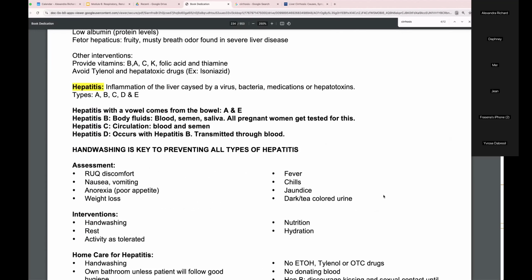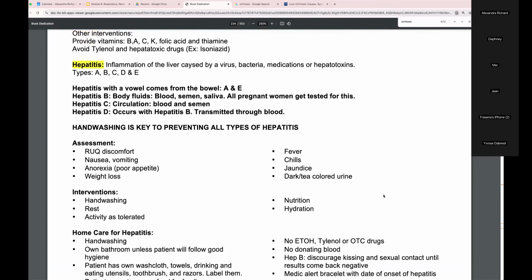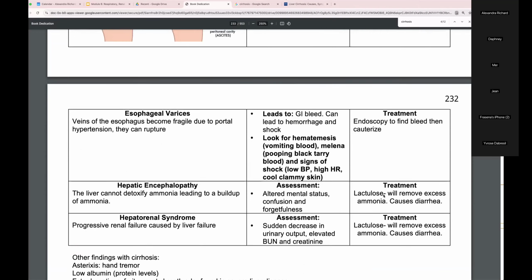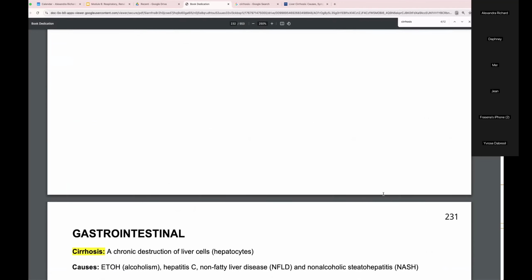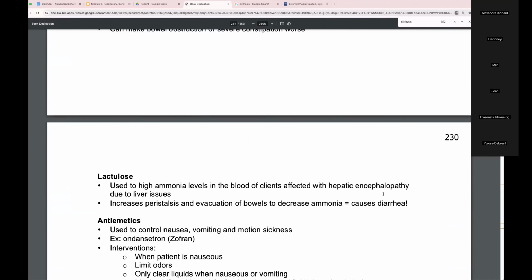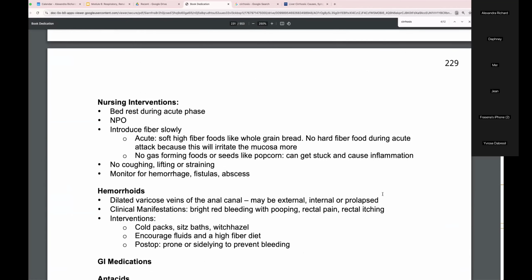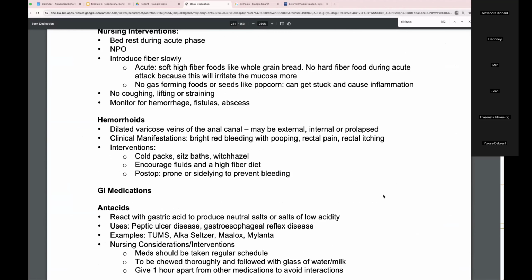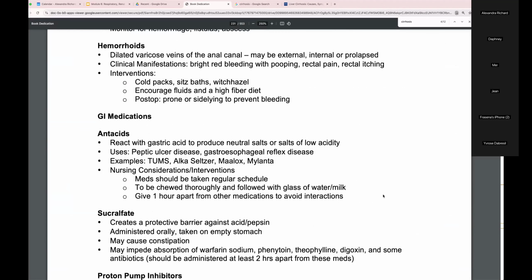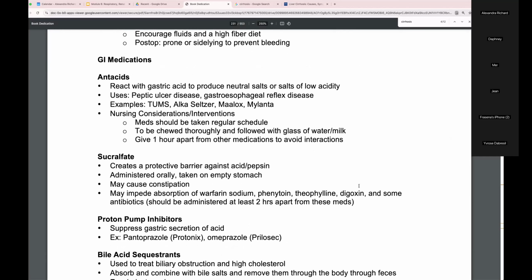All right. Now we're going to go to some medications, which starts on page 229. All right, guys. So let's take a 5-minute break and we'll come back at 11:25 and go over these medications.